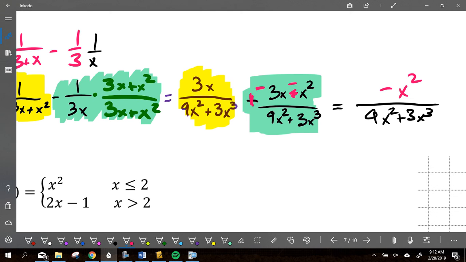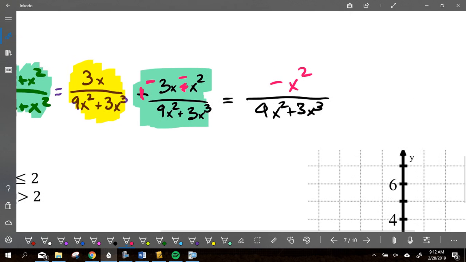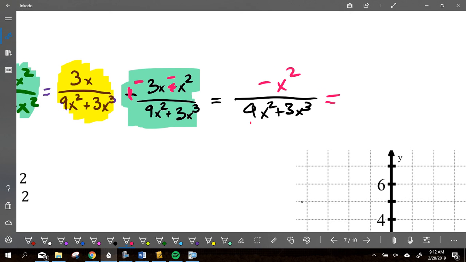What happens when I plug in 0 now? You still get 0 over 0. It didn't help us at all. But what we did is we now simplified this and we made it one problem. Now that I've simplified it, is there anything else I could do? I can now cancel an x squared because everything in this problem has an x squared in it. And so because every single thing has an x squared, I'm going to take an x squared out. And so when I do that, I get negative 1 over 9 plus 3x.